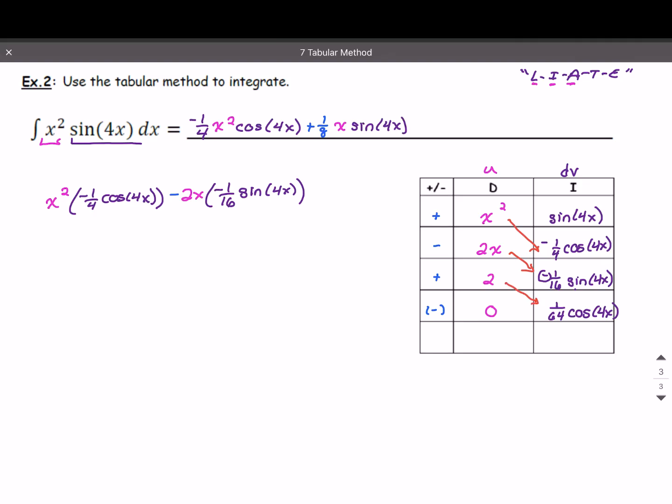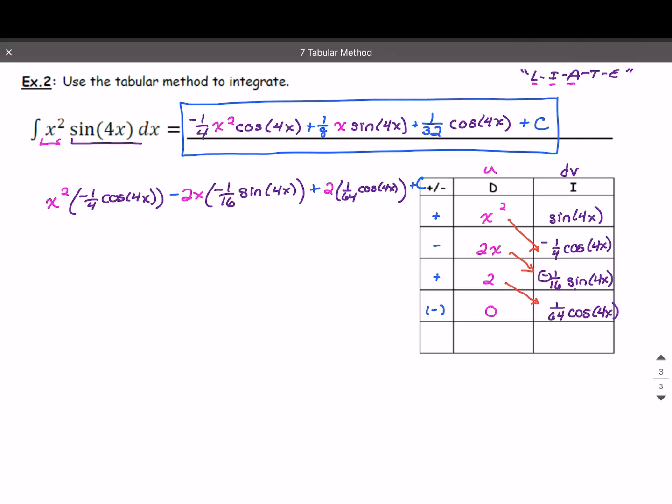On the next and final diagonal, we have a positive term. We have in the derivative column a 2, and in the integral column we have 1 over 64 cosine of 4x, and this time I'm not going to forget my plus c at the end. But when I multiply 2 times 1 over 64, that's going to be plus 1 over 32. Keep the cosine of 4x, and don't forget our plus c. And this, my darlings, is our answer.